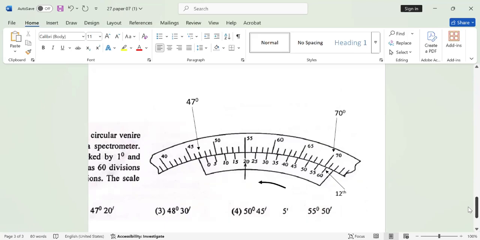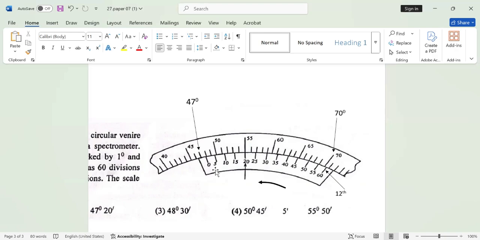This vernier scale is calibrated as multiples of 5, but you need to consider how many vernier divisions there are here. There are 12 vernier divisions. Then you need to identify the length of a main scale division. This main scale is calibrated in 1 degrees. Then you need to identify how many main scale divisions coincide with the 12 vernier divisions.